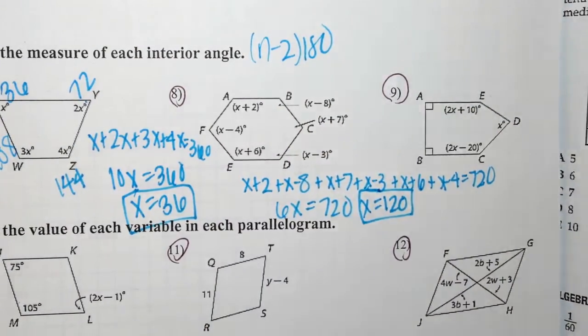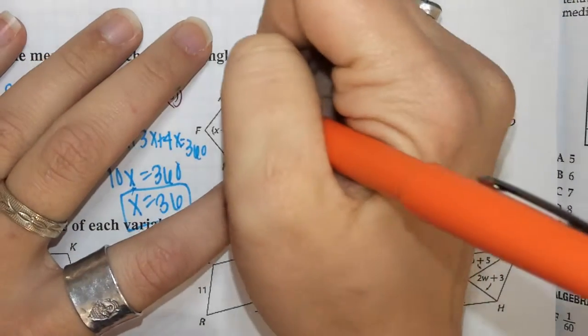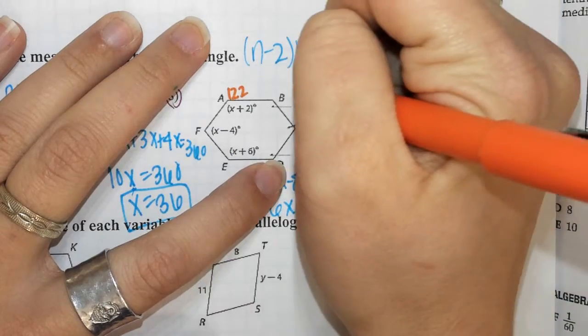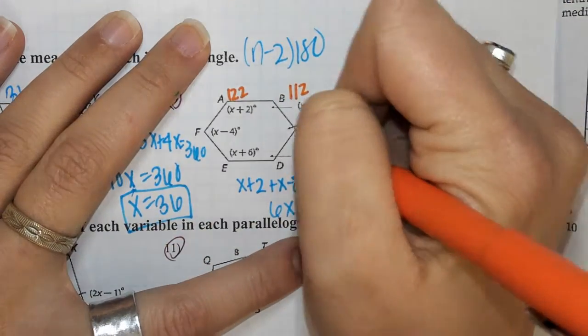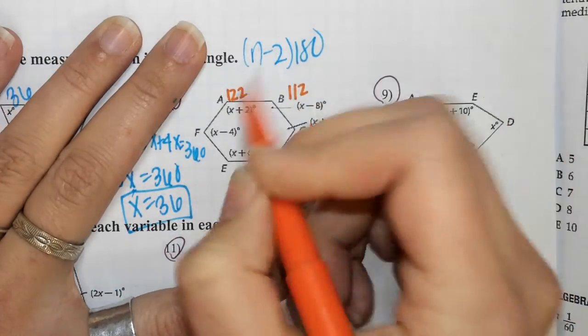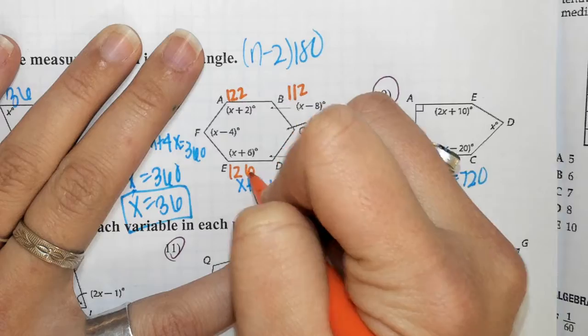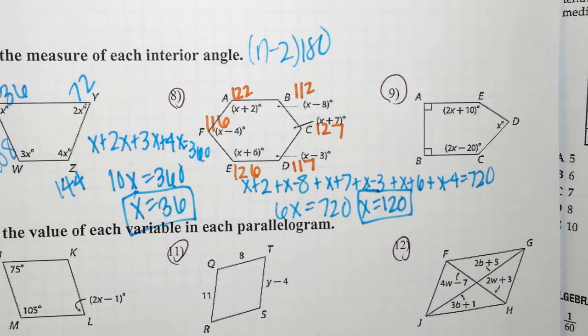No. You got to plug it back in. Alright. What's 120 plus 2? What's angle A? 122. Angle B. 112. Angle C. 127. Angle D. 126. Angle E. 126. Angle F. 160. If you got it right, put a check mark.